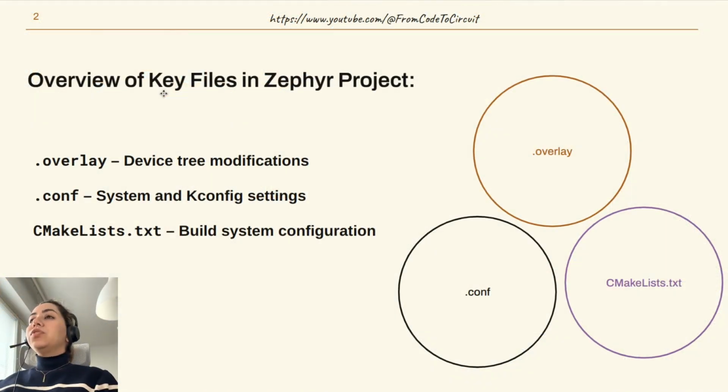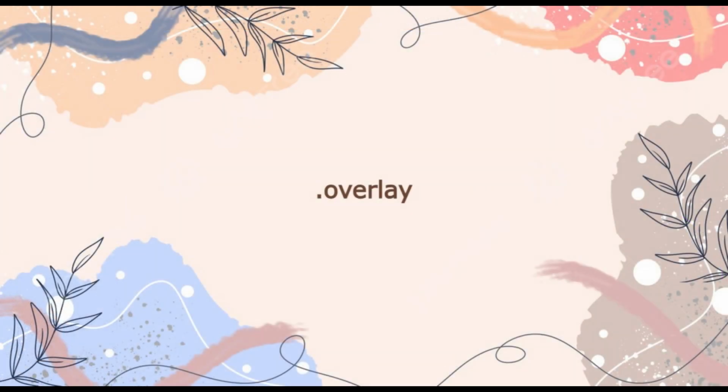Zephyr projects rely on several key files for configuration and build management. The most important ones are .overlay, used to modify the device tree configuration, .conf, which defines system-wide settings including logging, and CMakeLists, which manage the build system and link necessary components. Let's go through each file in more detail.